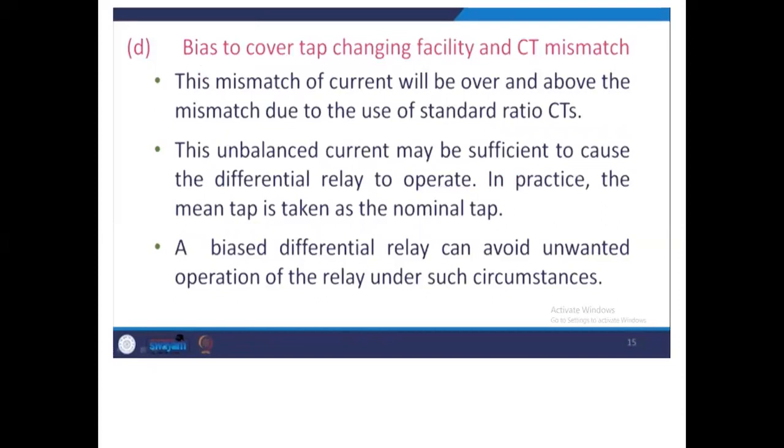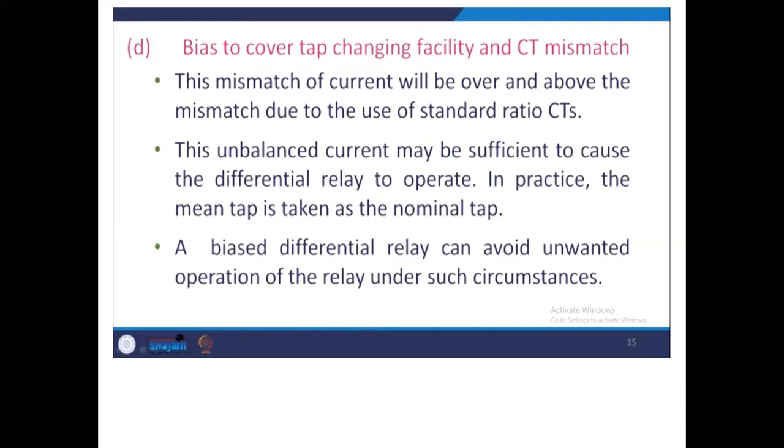So the mismatch of the current is over and above the mismatch because of the non-standard CT ratio or unequal lead length. So the unbalanced current may be sufficient to cause the relay operation. So in practice, there are two options.